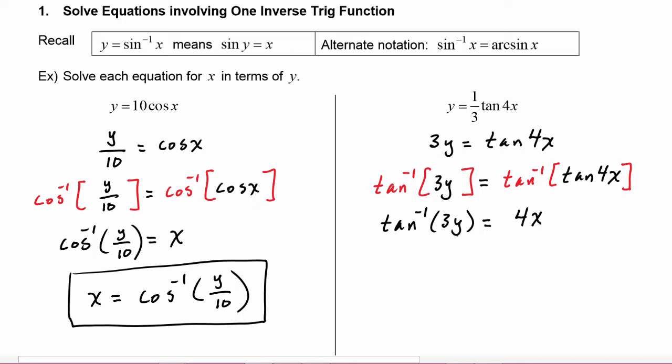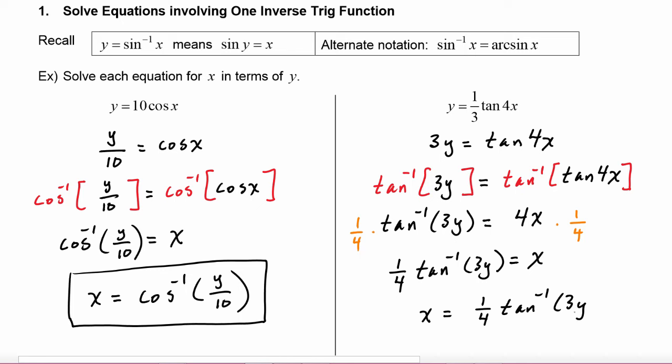Next, we will divide both sides by 4, or you can think of it as multiplying by 1/4. And we have 1/4 tangent inverse of 3y is equal to x. Or we can state it as x is equal to 1/4 tangent inverse of 3y. And so we will have solved the equation for x in terms of y.